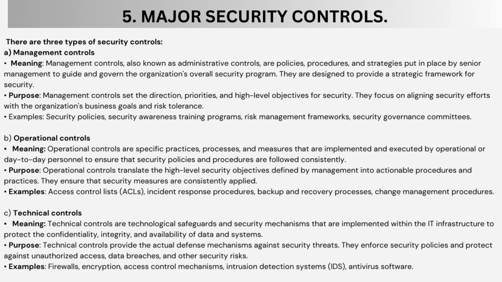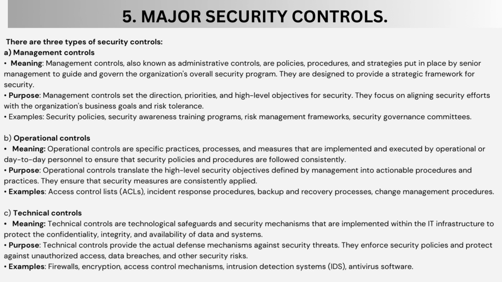Operational controls are specific practices, processes, and measures that are implemented and executed by operational or day-to-day personnel to ensure that security policies and procedures are followed consistently. The purpose of operational controls is to translate the high-level security objectives defined by management into actionable procedures and practices. They ensure that security measures are consistently applied. Examples can be access control lists, incident response procedures, backup and recovery processes, change management procedures.